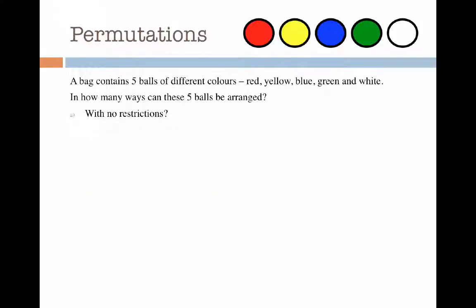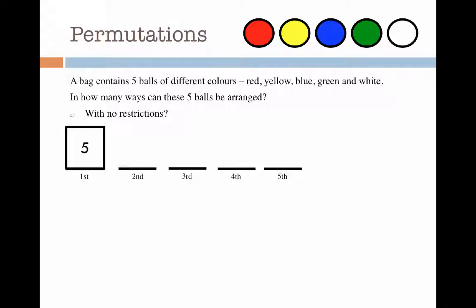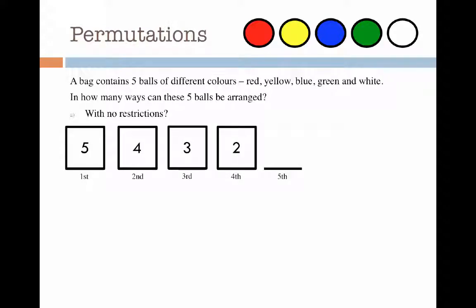Let's take a look at A with no restrictions. We have 5 selections to be made. When we choose the first ball, we have 5 possible colors to choose from. When we choose the second ball, one is already gone, so we have 4 selections to choose from there. The third, we have 3 selections, 4 we only have 2, and 5 we only have 1 to choose from.